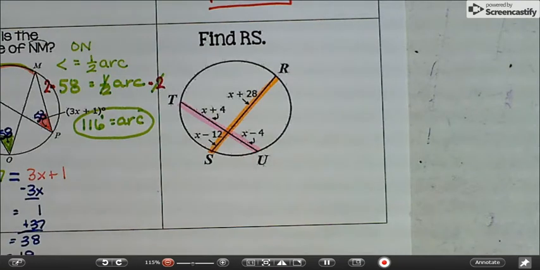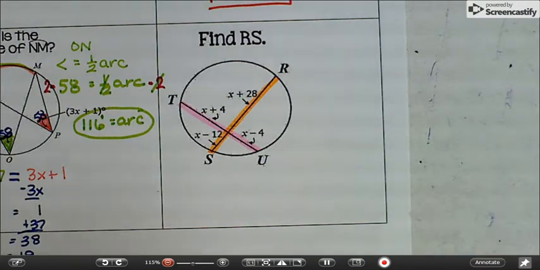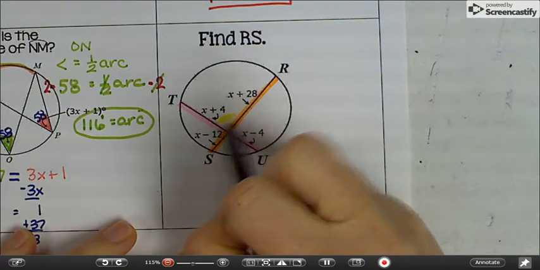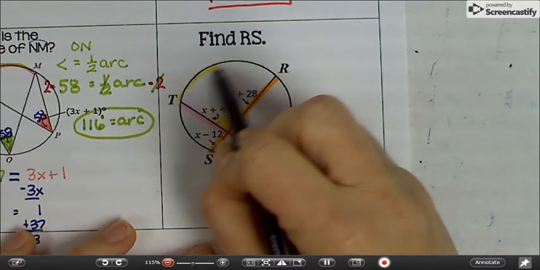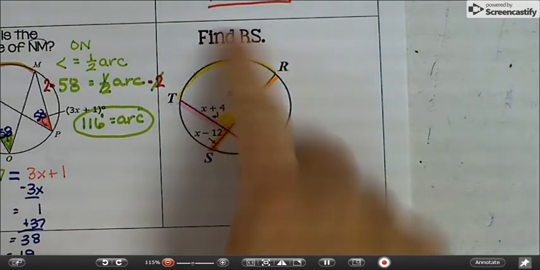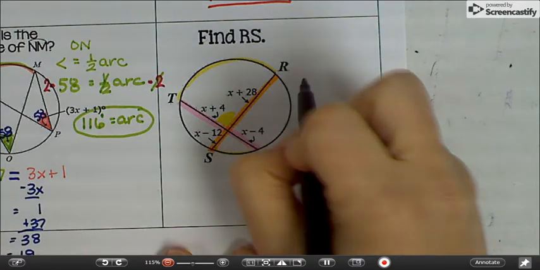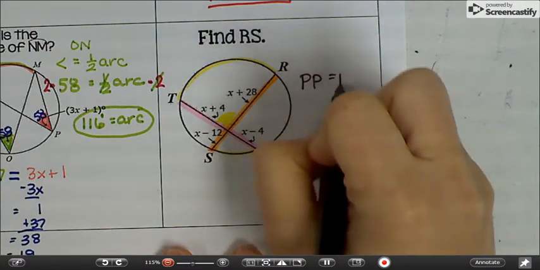Is this segments or angles? It's segments. Remember, we have other strategies. Don't write this on your paper, but we have strategies if we wanted to know this angle would be equal to 1/2 arc plus arc. You'll probably remember that. But you see, we don't have that information. We have segment information. This is inside, so we're going to do PP equals PP.